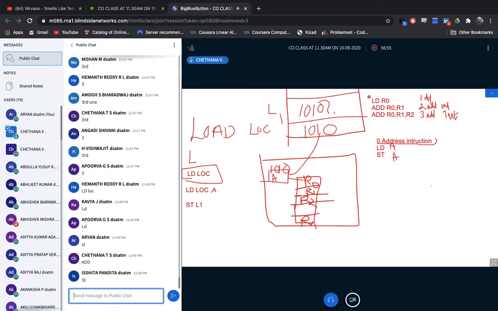So this is the zero address instruction and the one address instruction. This is two address, and this is three address. I hope everybody understood, right? This is a very important concept. Now come to the conclusion part. What did we discuss in today's class? Today, how many concepts have we discussed?